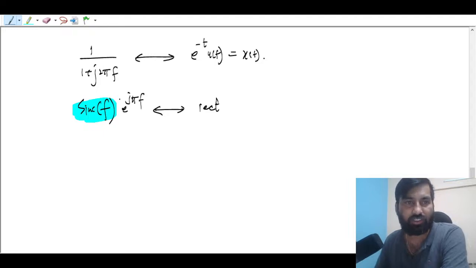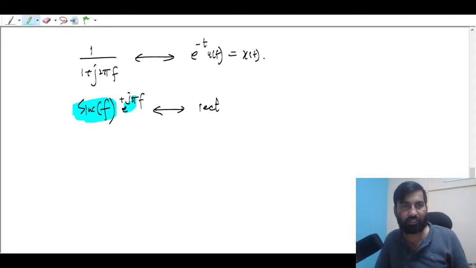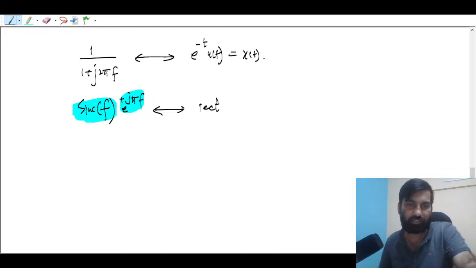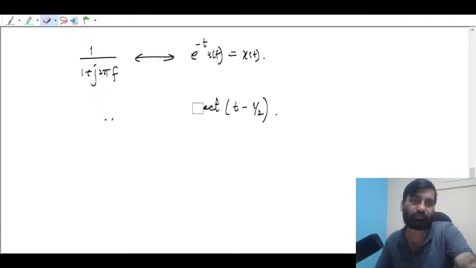And here you see this is plus j pi f. So you have to shift it, because if something is multiplied in the frequency domain, like exponential to the power j pi f, it means there is a time shift in the time domain, right? So you have to shift back. What is the shift here? This is nothing but t minus 1 by 2. I hope this makes sense.